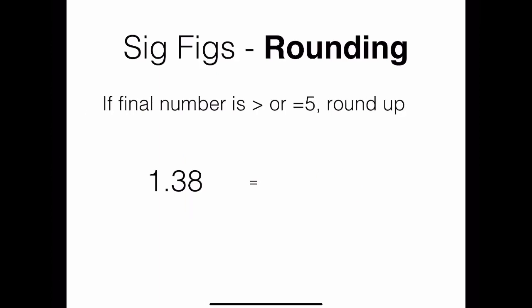Now, if the final number, or the number that I'm cutting off, is greater than or equal to 5, I'm going to round up. So again, I'm going to ask you to round this number to 2 sig figs. You draw your line in the same spot. This time the 8 is what you're cutting off. 8 is greater than 5, so that rounds the 3 up. So your final answer, rounded to 2 sig figs, is 1.4.